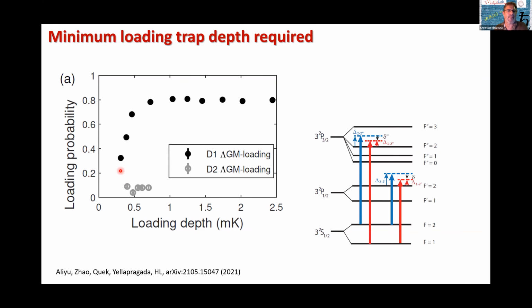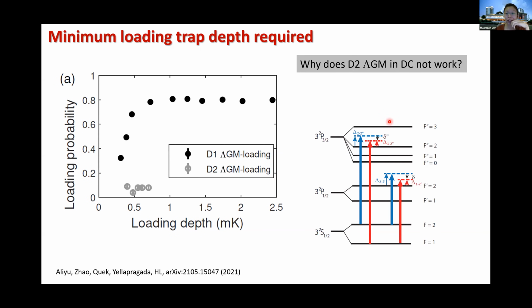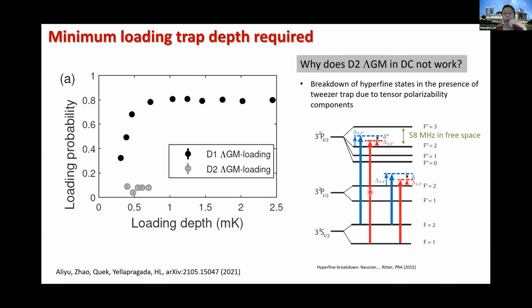For us, we found that we were not able to load in D2 DC at all, consistent with what the NEET group had found. In fact, we can't load for more than 10%. And we were wondering why this does not work. We thought that it's probably because of the breakdown of hyperfine states in the presence of the tweezer trap due to the tensor polarizability components. So the P3/2 has tensor polarizability components.